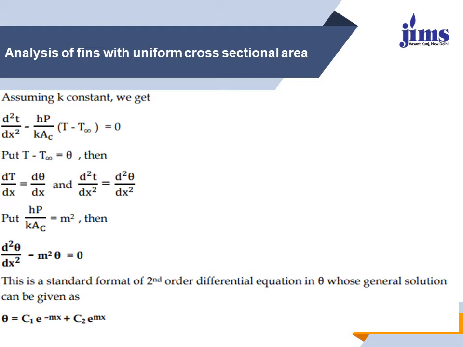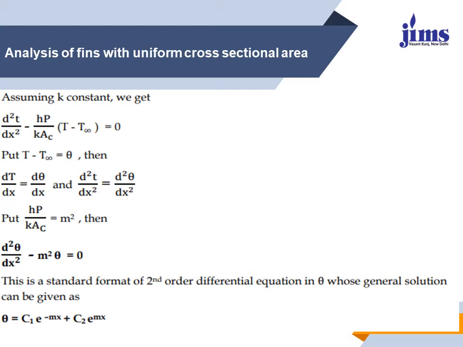So dT by dx is equal to d theta by dx, and we can further differentiate this equation. We get d square T over dx square is equal to d square theta over dx square. Putting the value of d square T over dx square in the fundamental equation, we now obtain d square theta over dx square minus m square theta is equal to 0. We also assumed hP divided by K A cross-section is equal to m square. So this equation, d square theta over dx square minus m square theta is equal to 0, is known as the fundamental equation for a rectangular fin, a second order differential equation.